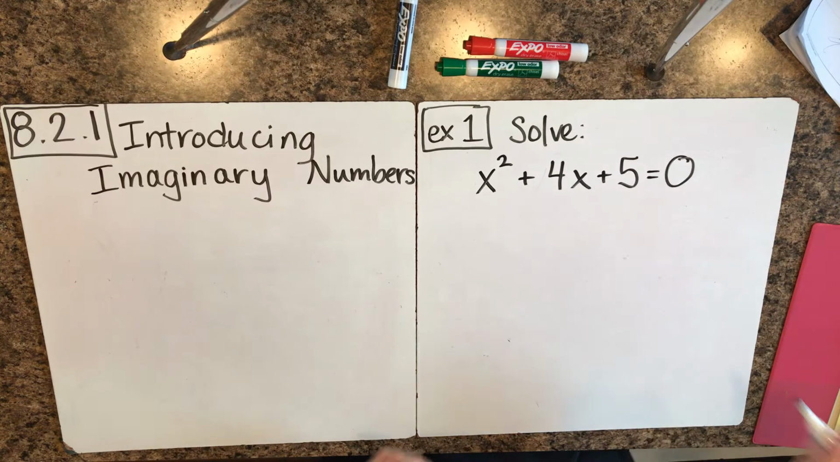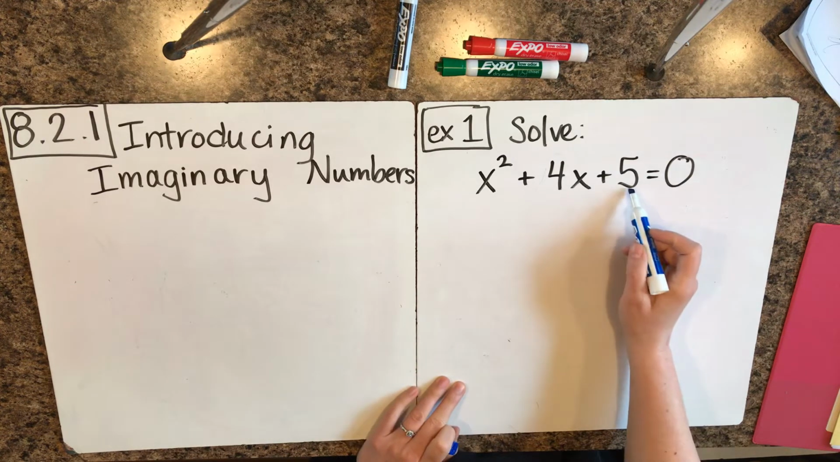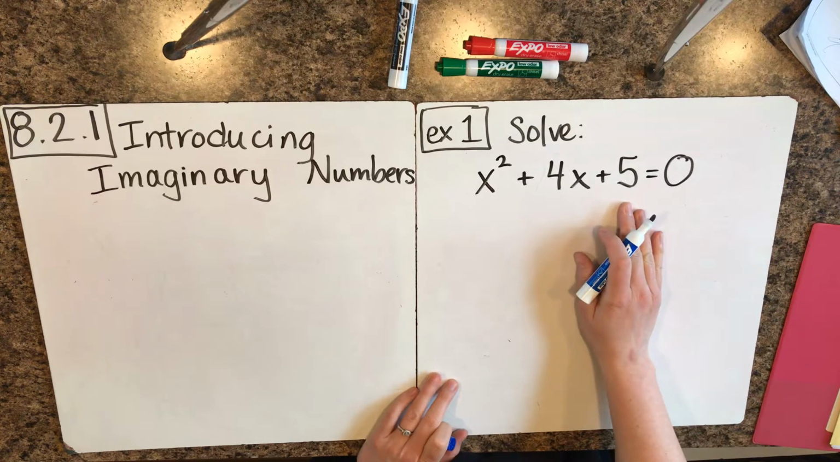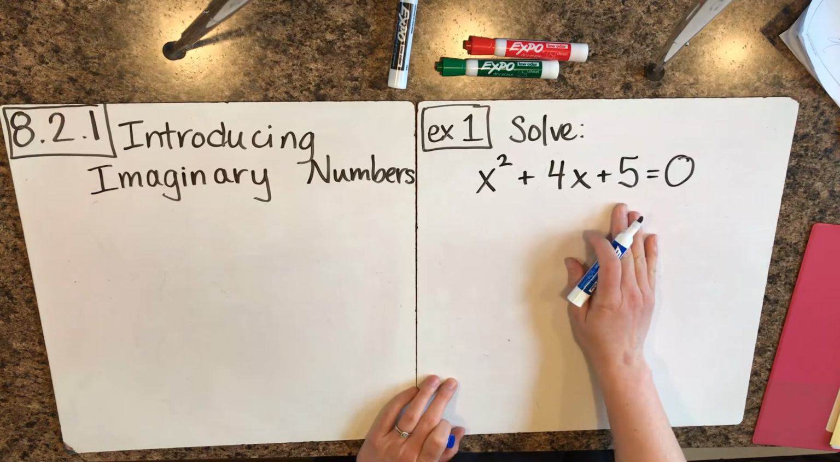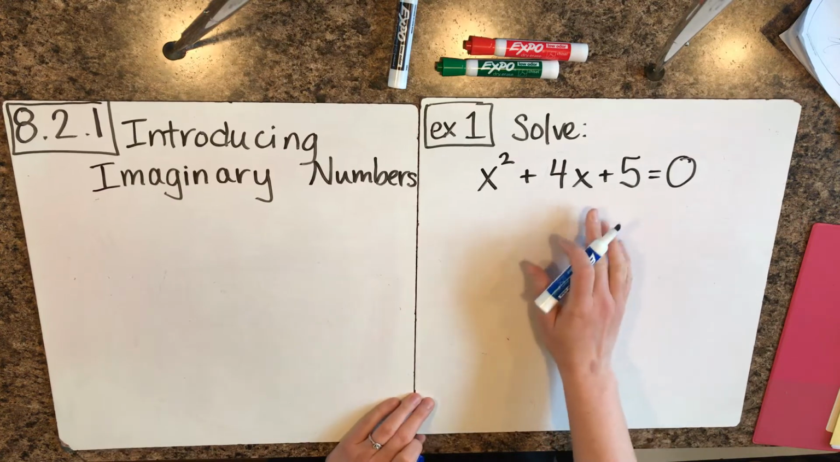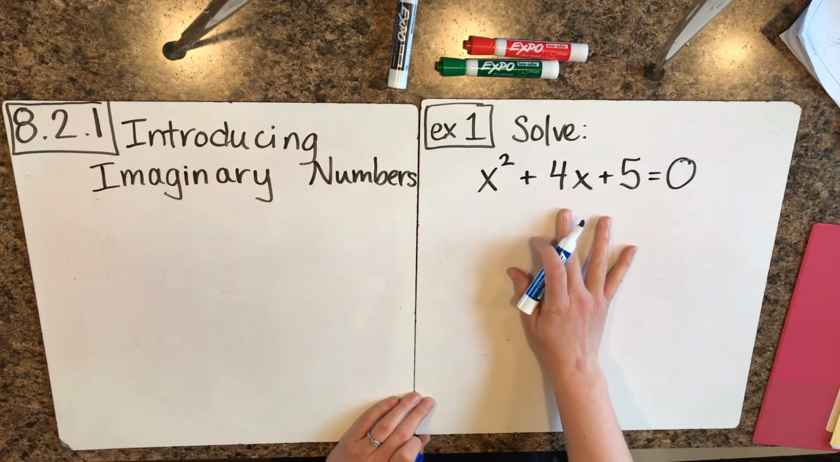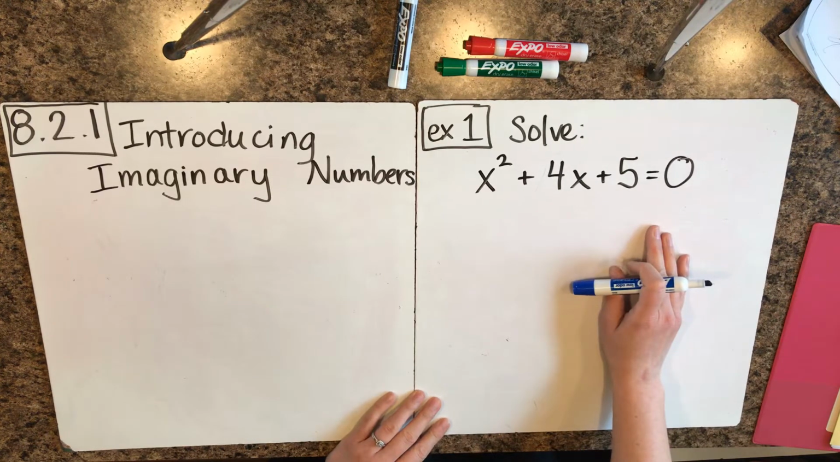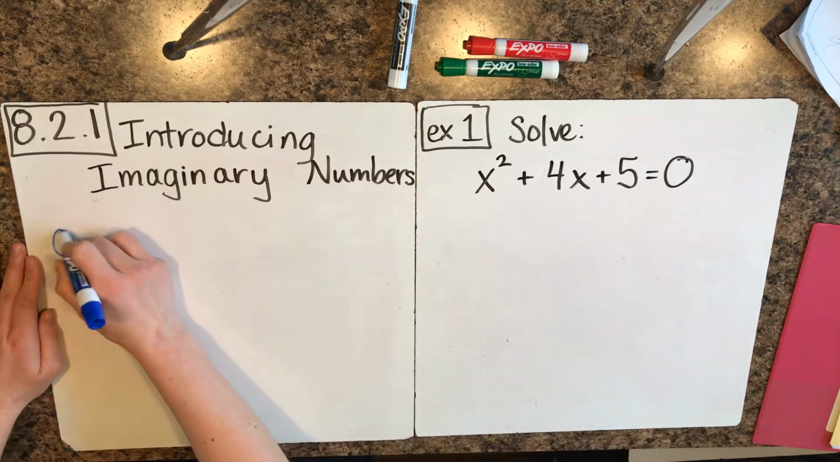I know some of you would think, oh, I can box and diamond this because 5 becomes 1 times 5. But I can't add 1 times 5 to make a positive 4. If my signs were a little bit different, I could factor this, but because they are all positive, I cannot factor this. So I have to use the quadratic formula.